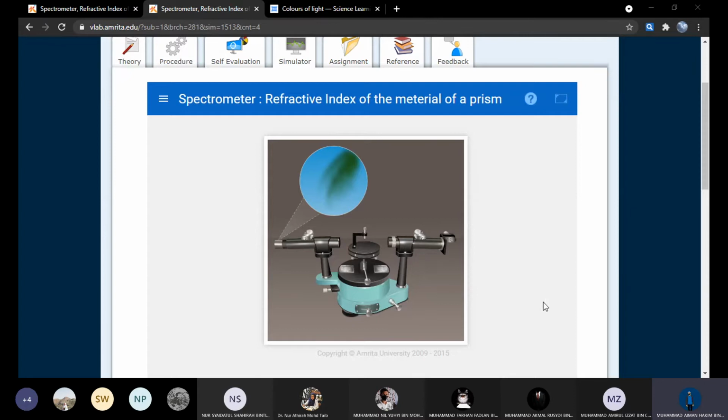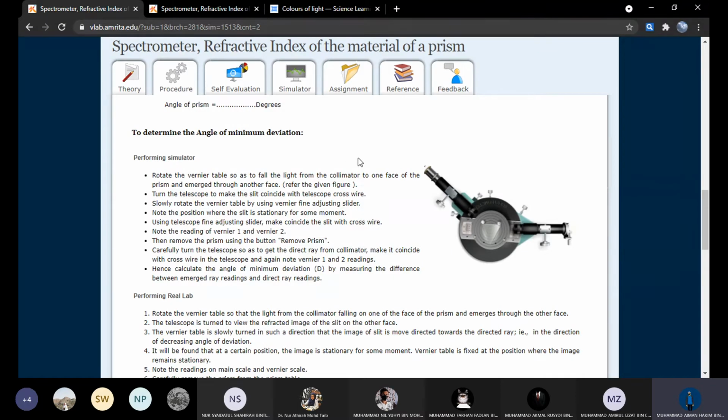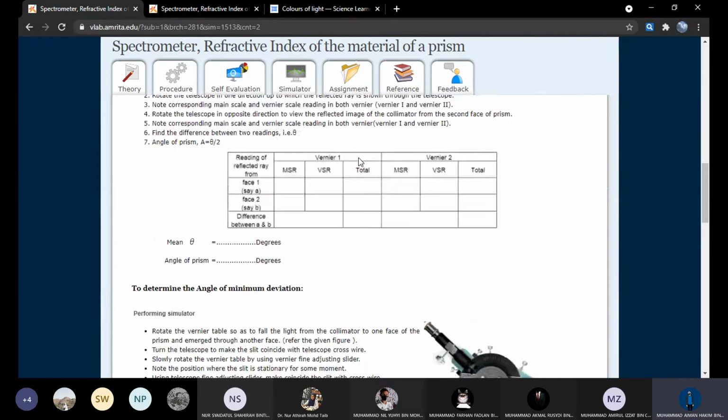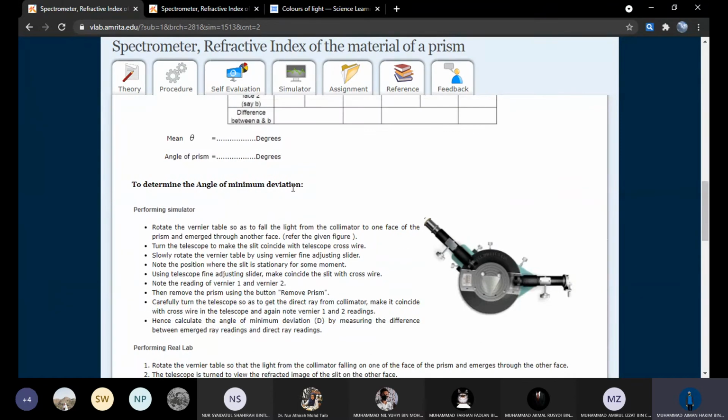Dah nampak? Okay, my name is Muhammad Aiman Hakim Muhammad Temiran, matric number 1190965. I will explain the procedure to determine the angle of minimum deviation.